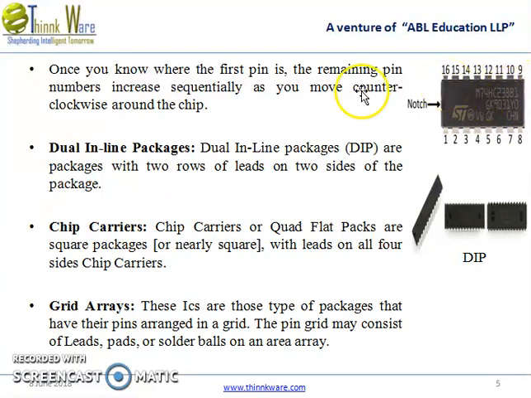Dual inline packages. Dual inline packages are packages with two rows of leads on two sides of the packages. Then the chip carriers. Chip carriers or quad flat packs are square packages with leads on all four sides. Then we have the grid arrays. These ICs are those type of packages that have their pins arranged in a grid. The pin grid may consist of leads, pads or solder balls on an area array.